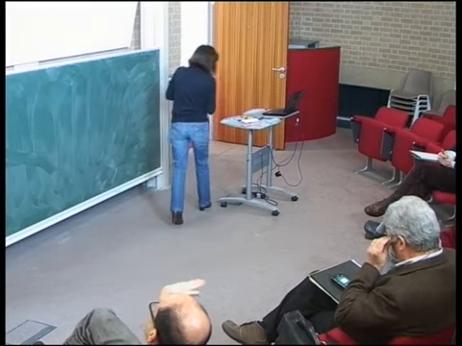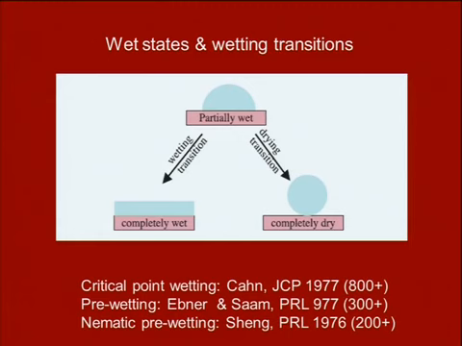The dates are a paper by John Cahn in 1977. I'm going to go a bit through that, because the liquid crystal application actually uses basically the same ideas. But there was a microscopic approach using density functional theory that you've been hearing about, exactly the same year, 1977, by Ebner and Saam, that actually predicted essentially, if not wetting, pre-wetting, which is closely related.